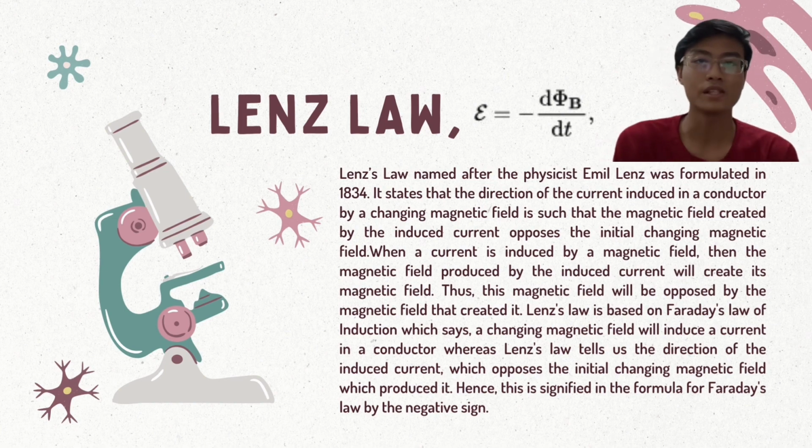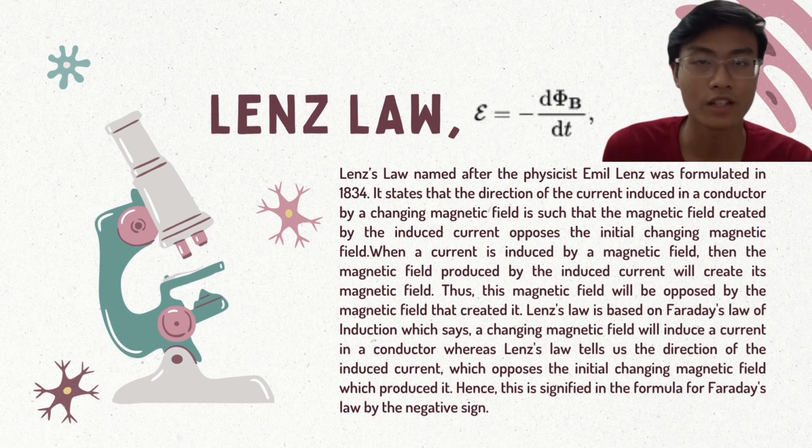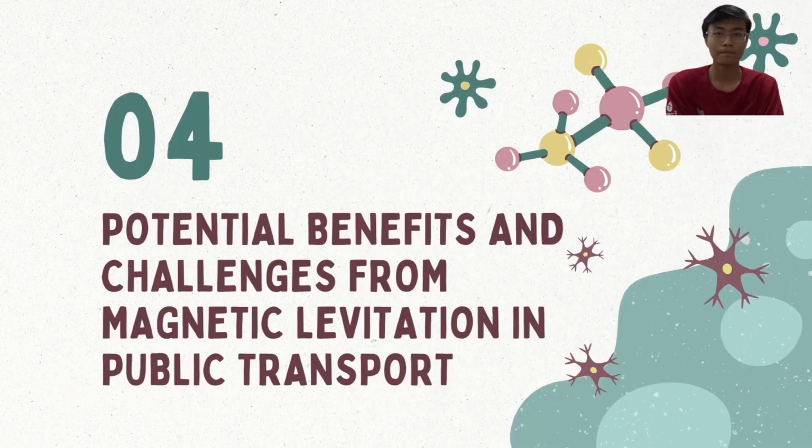Lenz's law is based on Faraday's law of induction, which says a changing magnetic field will induce a current in a conductor, whereas Lenz's law tells us the direction of the induced current, which opposes the initial changing magnetic field which produces it. Hence, this is signified in the formula for Faraday's law by the negative sign.